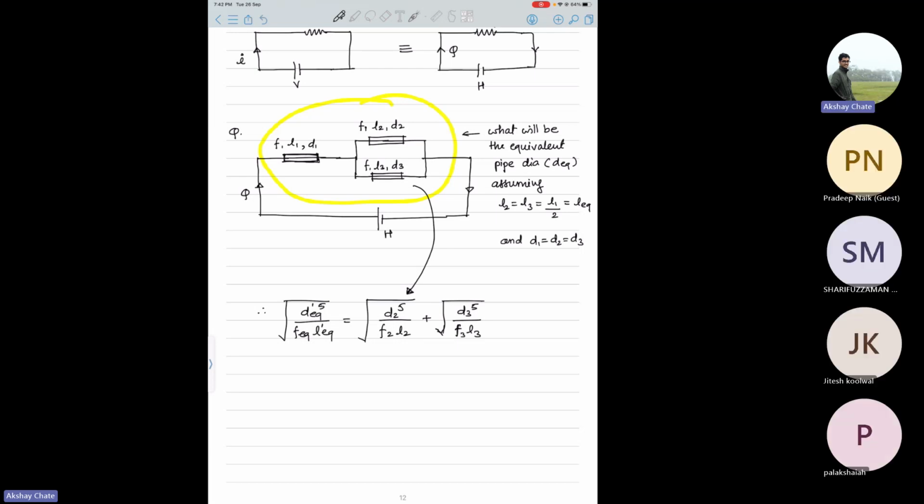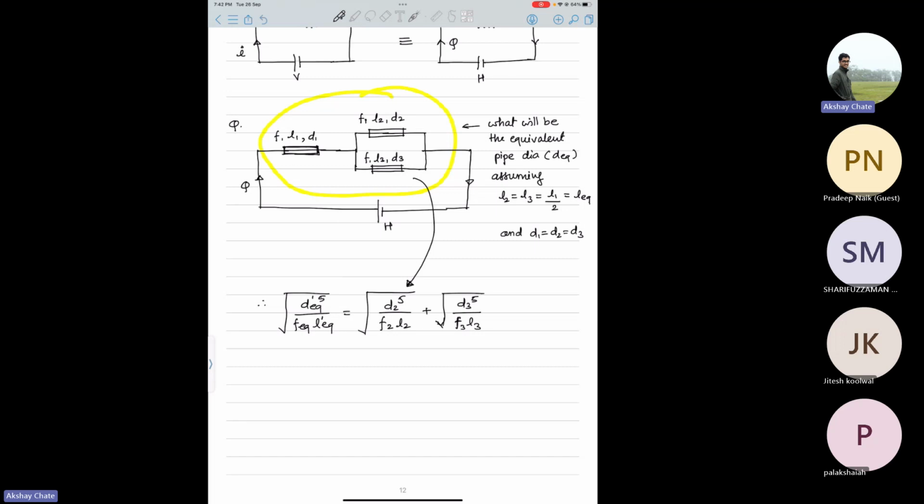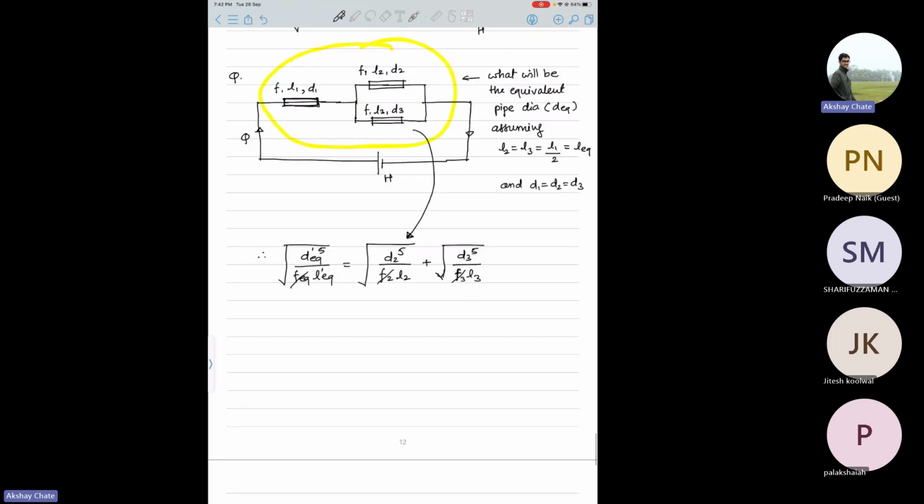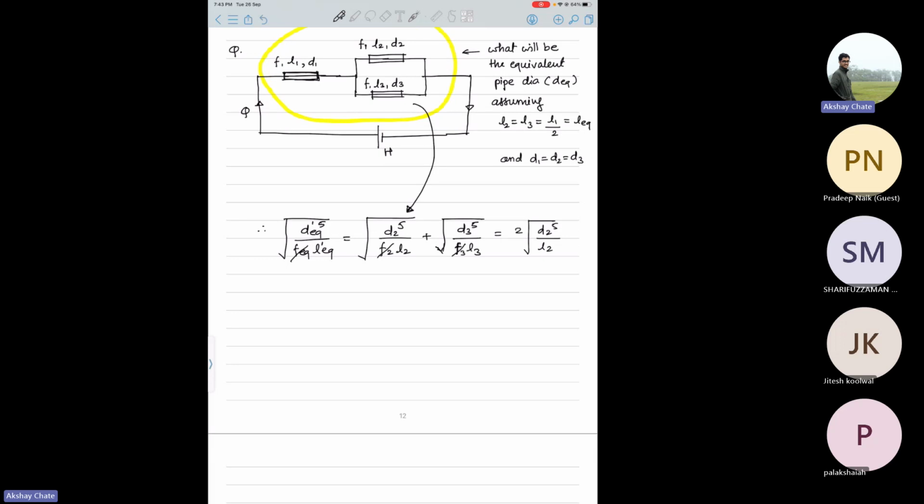So now we have D2, D3 same, and this F will get cancelled because all F's are same. It is given in the question. L2 and L3 are also same. D2 and D3 are also same. So this thing just becomes 2 times, let's say, D2 power 5 over L2, because L2 and L3 and D2 and D3 are same. So now we have a pipe. So these parallel pipes can be represented like this.